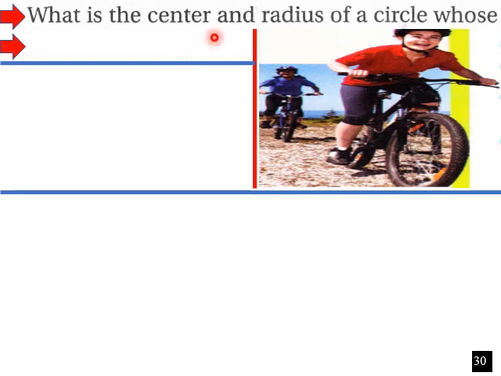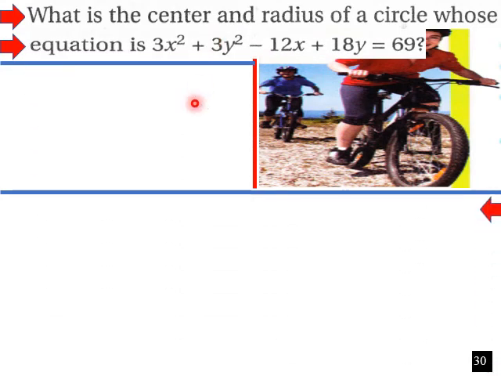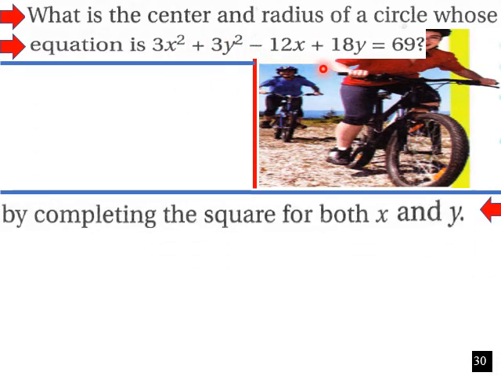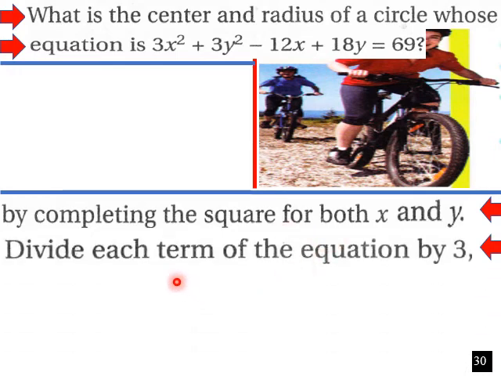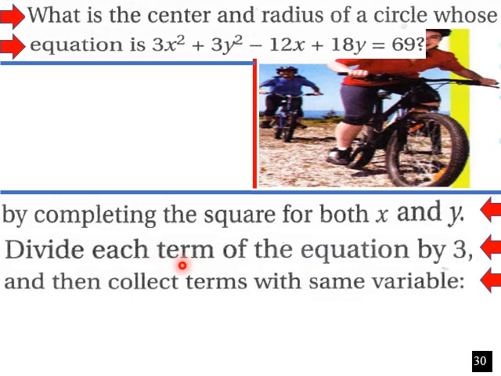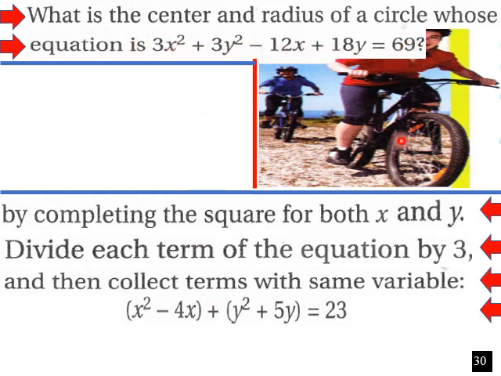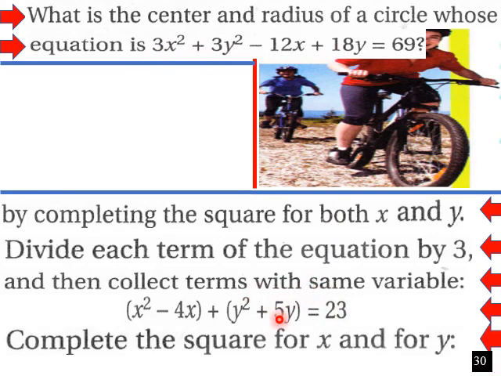What is the center and radius of a circle whose equation is this situation here? By completing the square for both x and y, we're going to divide each term of the equation by 3 and then collect terms of the same variable. So when we divide through everything by 3, we get x² − 4x + y² + 5y = 23. When you divide through by 3, you end up in this simplified form here.